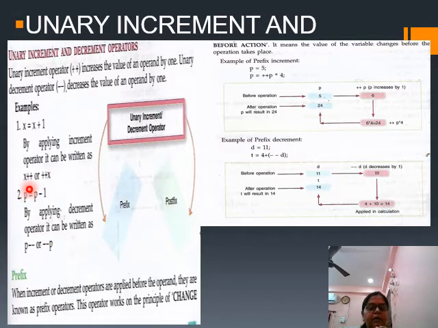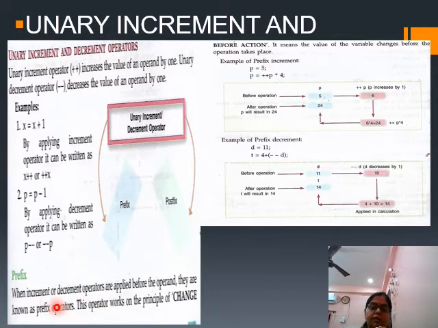Again, in increment we can write x++ or ++x. X is a variable, it is optional. You can take any variable, and p-- or --p. Now it is of two types, prefix or postfix.